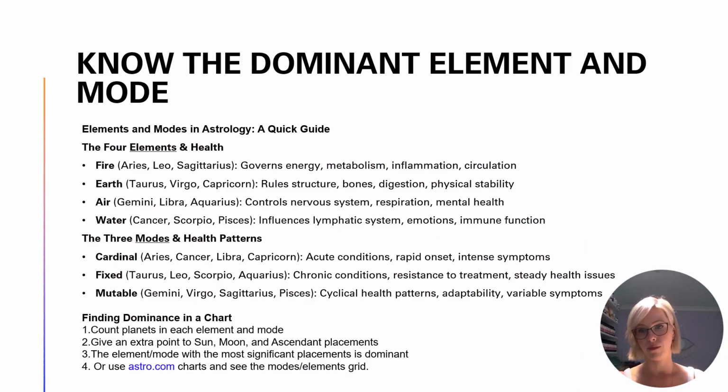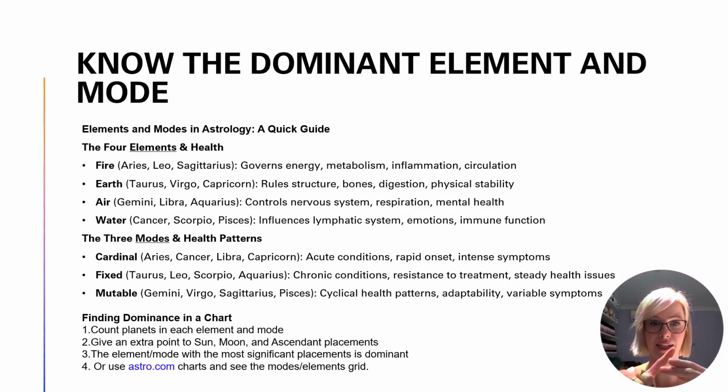So when you look at someone's chart, before you get into the nitty-gritty, it's really good to know the dominant element and mode. So we know the elements, the fire, earth, air, and water. There are 3 modes. So each of the signs is designated to one of the modes: cardinal, fixed, or mutable.